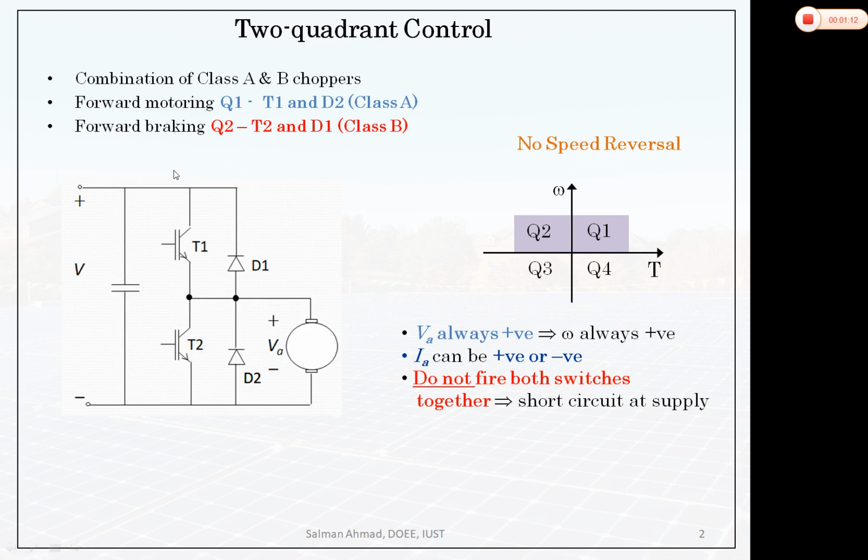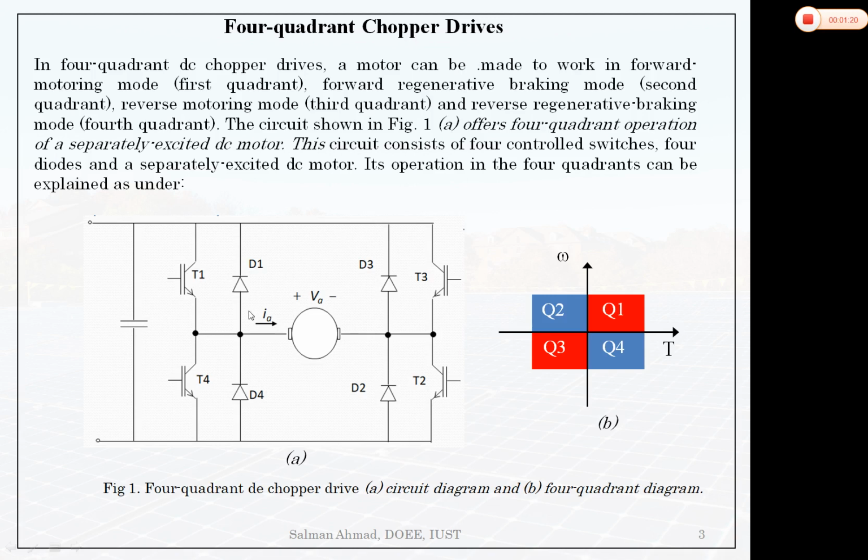Similarly, if we take this as one leg and connect one more leg, we will have four quadrant operation. As you can see here, we have one leg formed with the help of one control switch and one uncontrolled switch. Similarly, we again have one control switch and another uncontrolled switch, so this forms one leg. If we have one more leg like this, we can operate this DC motor in four quadrants.